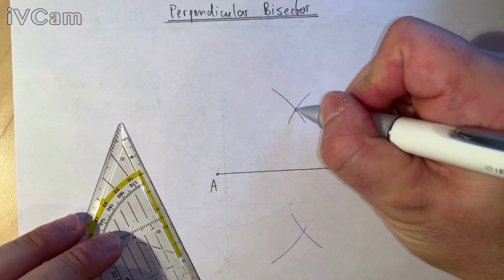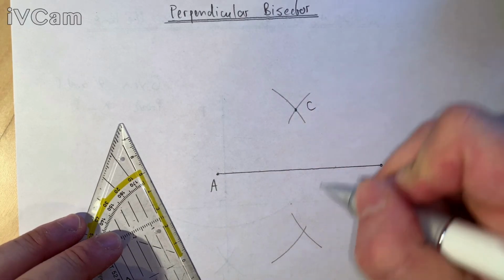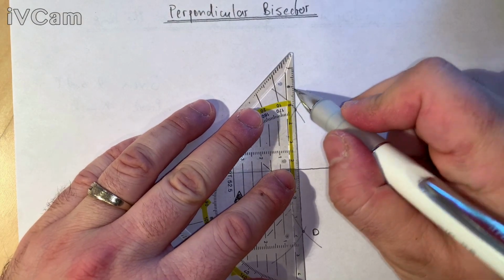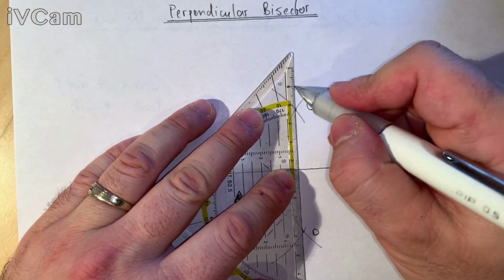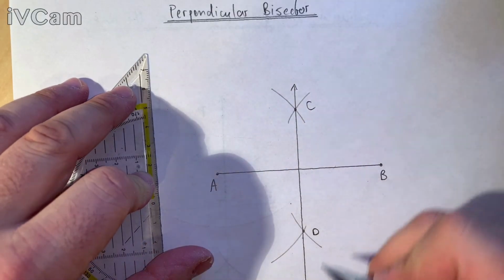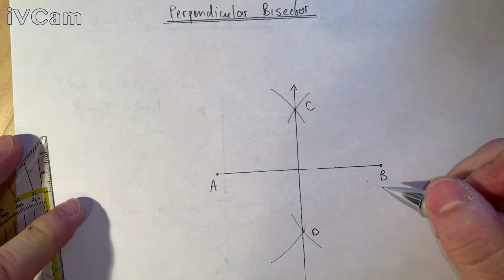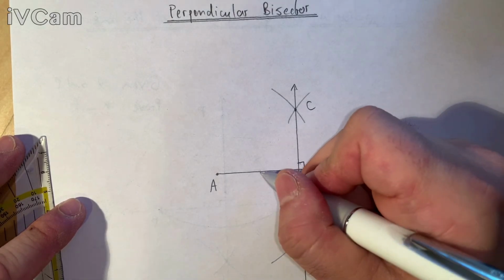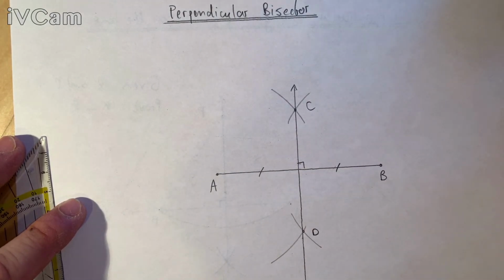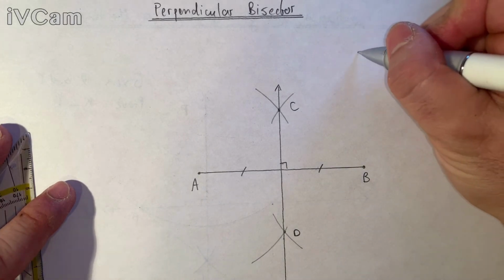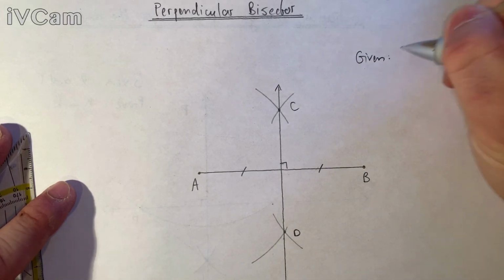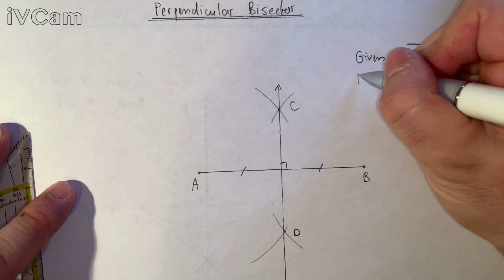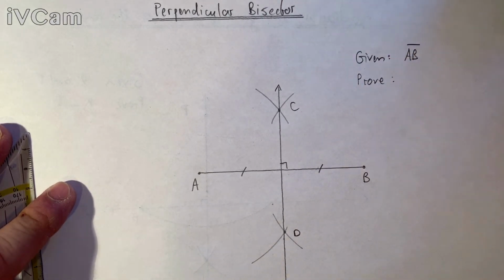segment. So if we call these points of intersection C and D, then we can simply connect point C and D such that we end up with a line CD. And it turns out that this is now perpendicular and these segments are also congruent. Okay, so again, let's say we're given segment AB. Okay, how do we prove that?